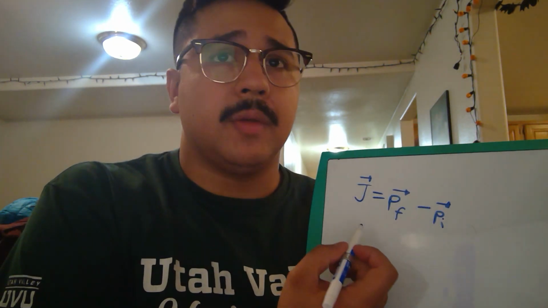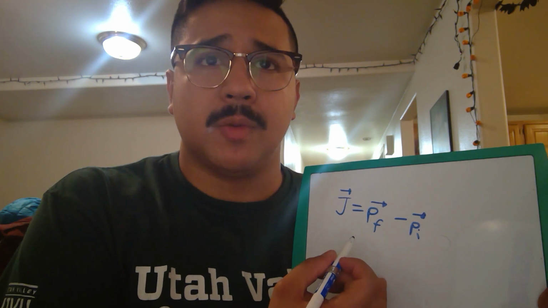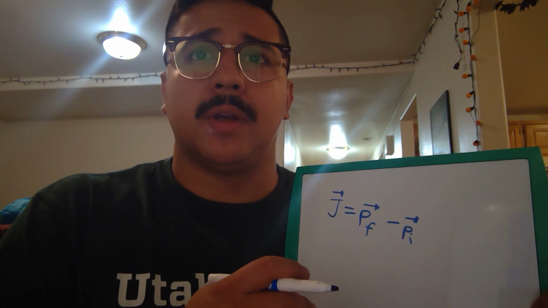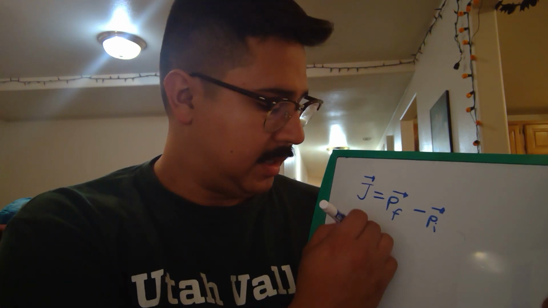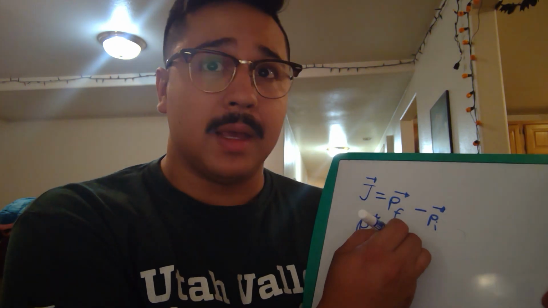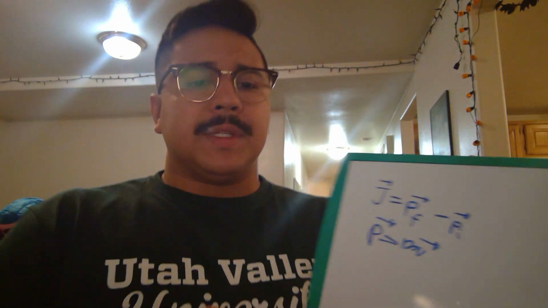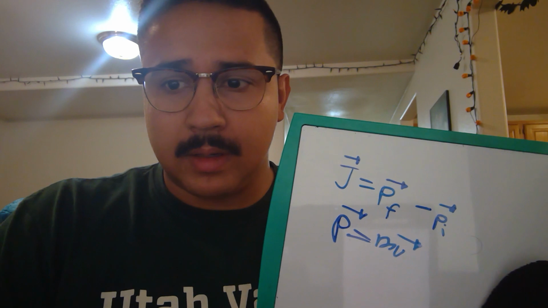And so from that equation, we know that the impulse is equal to the change in the particle's momentum, where the particle's momentum is P equals mass times velocity.